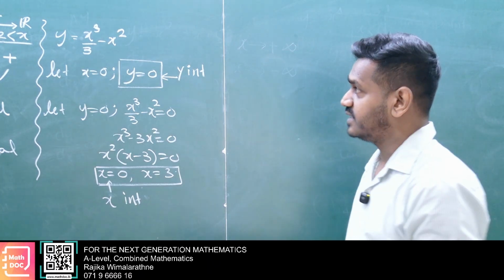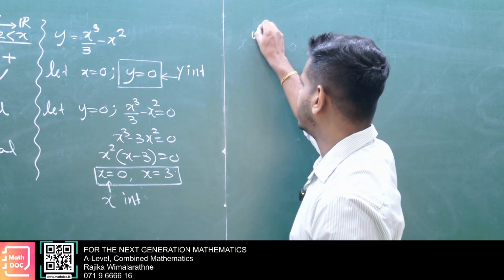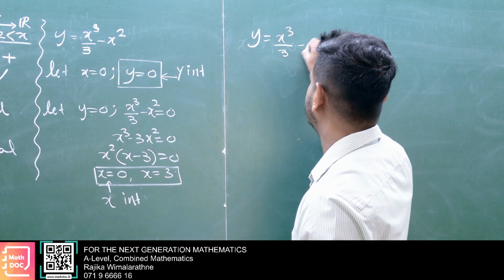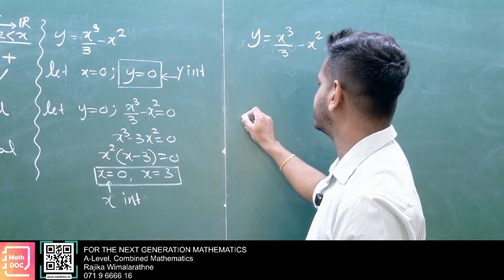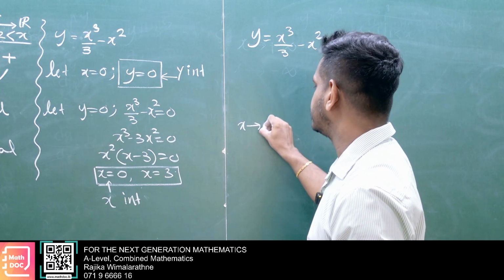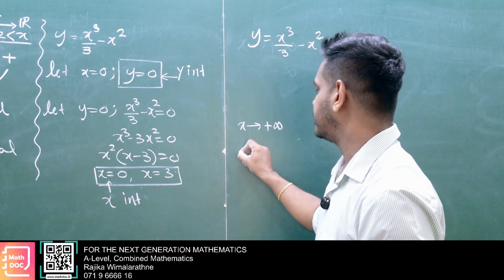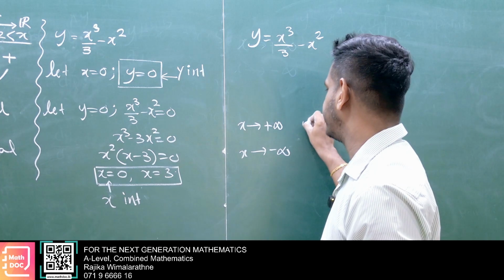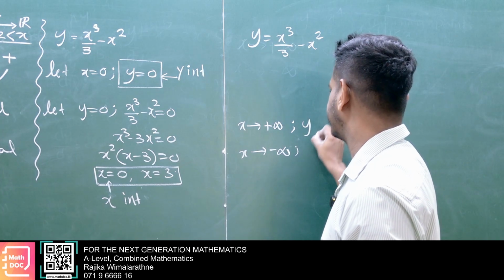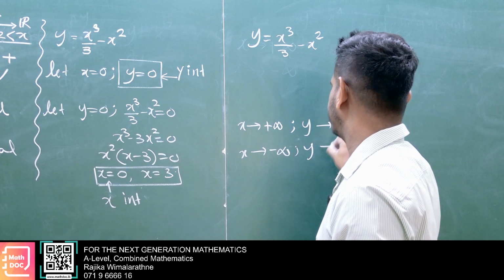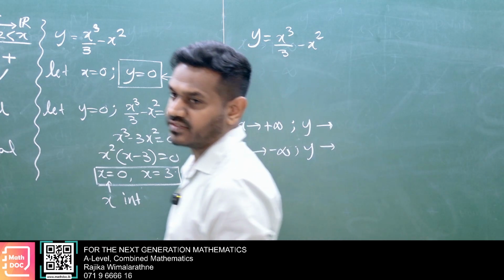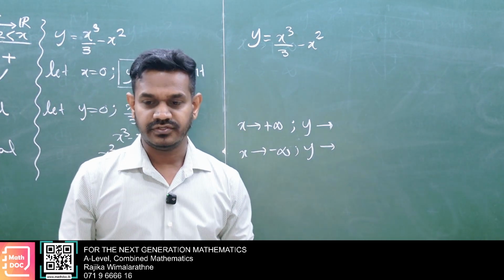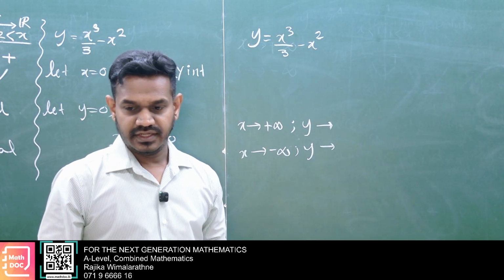Now further you see, y equals x cube over 3 minus x squared. You have to check here now. As x goes to plus infinity, what will happen for y? And as x goes to minus infinity, what will happen for y? To complete the graph, you have to check that. So using limits, we have to do that.